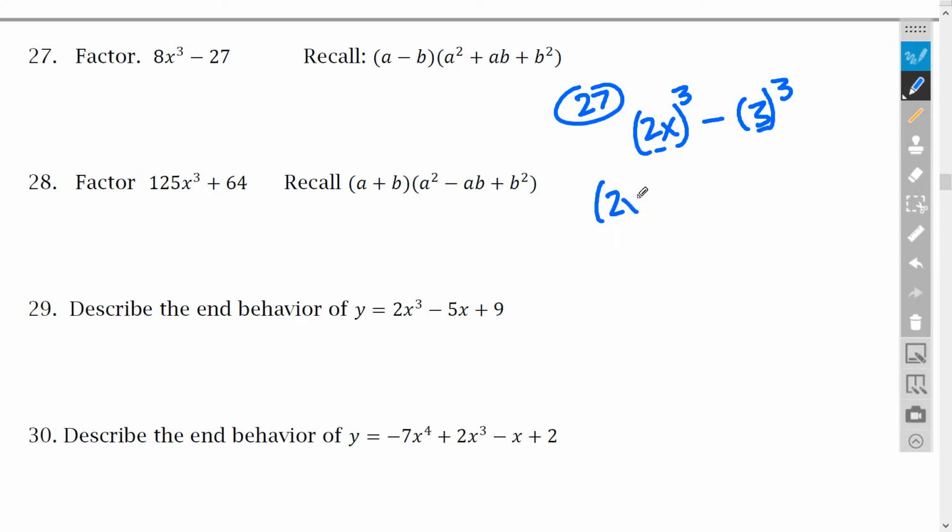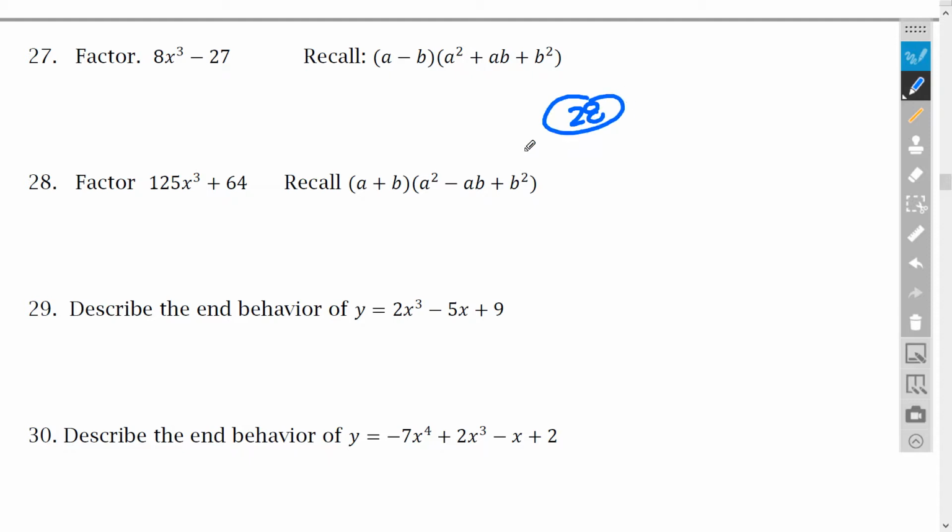So this would factor into (2x minus 3), and then 4x squared, because 2 squared and x squared, and then ab, so a times b, so that would be plus 6x, 2x times 3 is 6x, and then plus b squared, so b is 3, so b squared is 9. So this would be the factored form for 27.